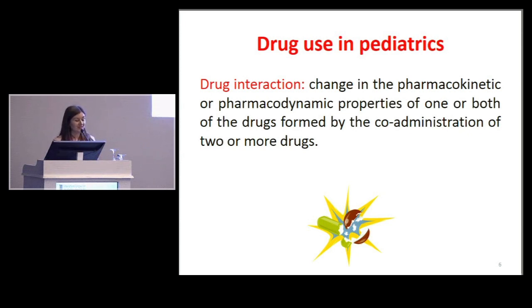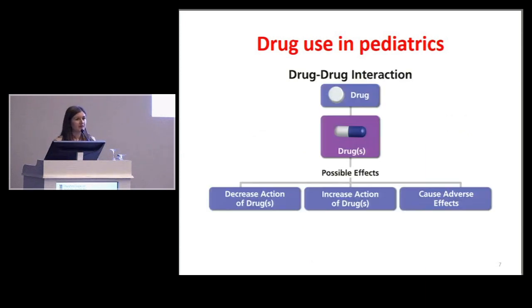What is drug interaction? It is the change in pharmacokinetic or pharmacodynamic properties of one or both of the drugs formed by the co-administration of two or more drugs. This is the definition of drug interaction. As a result of this interaction, there are three different results: decreased action of drugs, increased action of drugs, or adverse effects. And these adverse effects can increase up to toxic effect and may result in death.